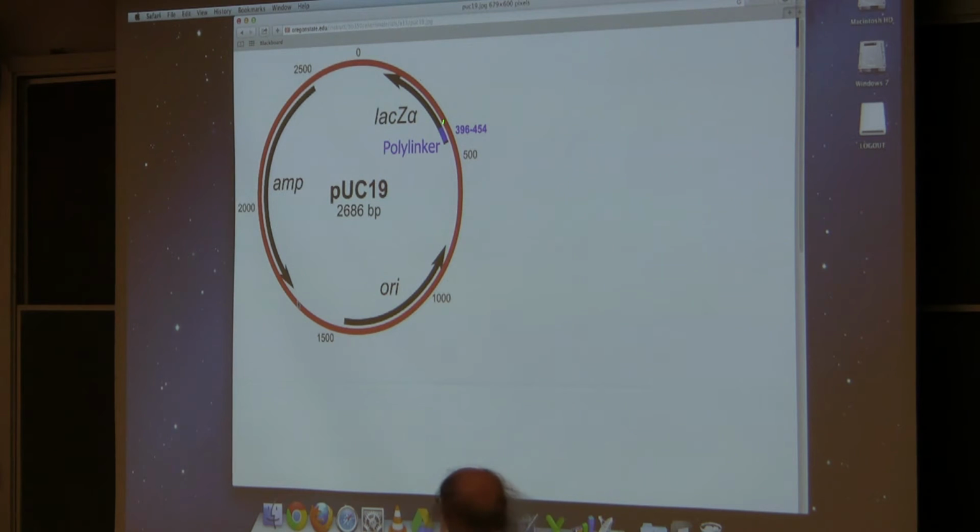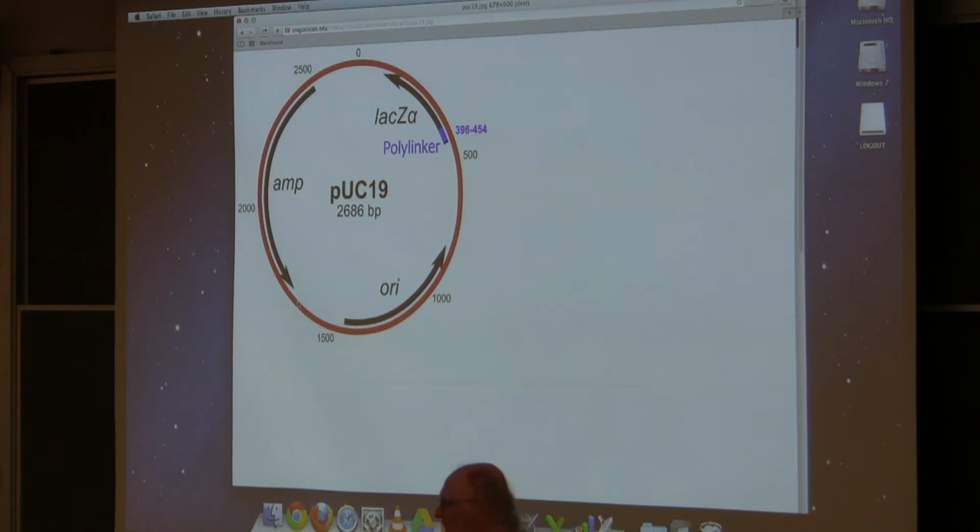And those sites are in the middle of the lacZ gene. You saw the lacZ gene earlier, right? What did the lacZ gene do? Beta-galactosidase. It cut lactose in half, right? And allowed the bacterium to use lactose for an energy source.